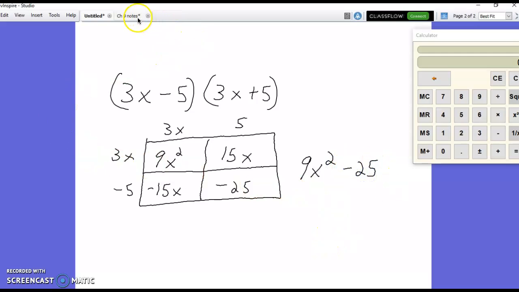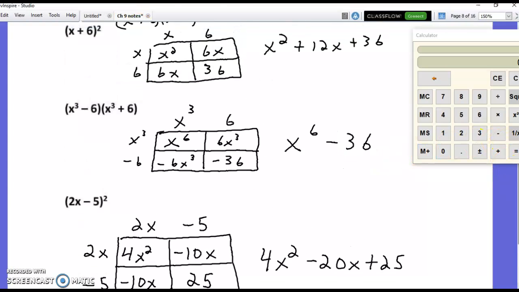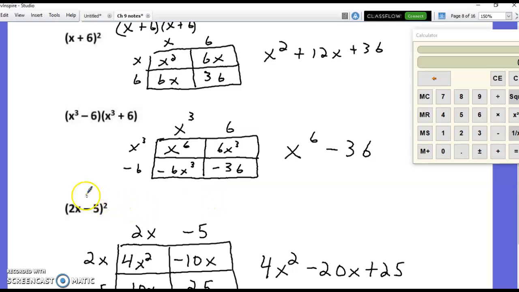All right, so that's it for that section. Kind of quick. You've already had the skills to do it, but the key, I think, is making sure when you have a binomial that's squared, make sure you write it out twice, like this, 2x minus 5, 2x minus 5, so that when you set up your grid, you do it correctly.